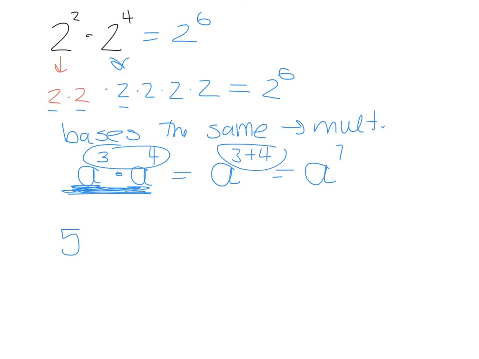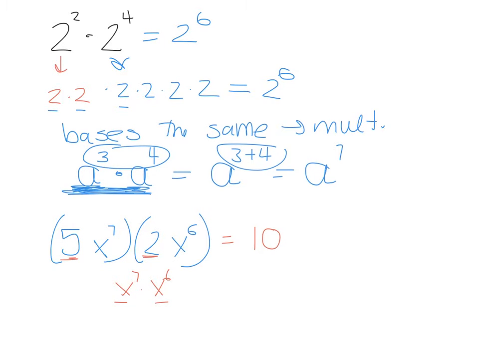In this problem, 5x to the 7th times 2x to the 6th, there's two things we're going to do here. The 5 and the 2 are not exponents, they're just normal numbers. So we can multiply them and get 10. The x to the 7th times x to the 6th means the bases are the same, so we're going to add them high and get x to the 13th. And that would be our answer. Let's do another one.